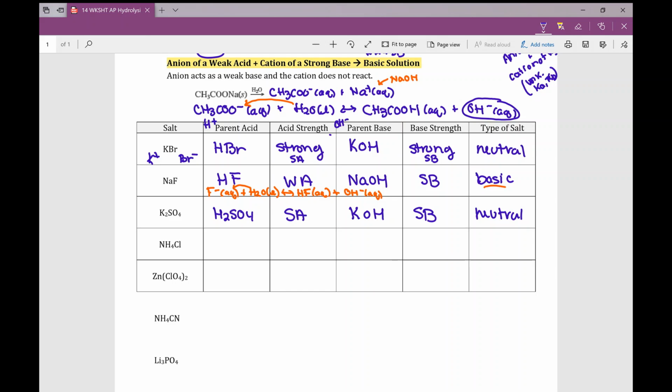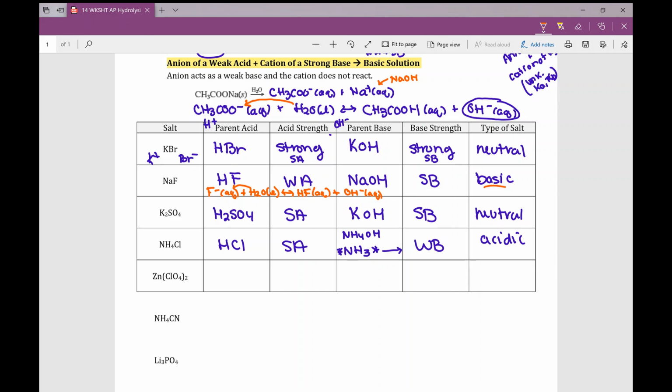Here we have HCl. Now, a lot of students will write ammonium hydroxide, which would result in the same kind of explanation here. But up above, we showed that ammonium's parent base is really going to be NH3. So HCl is a strong acid, and ammonia, NH3, is a weak base. If we have a strong acid, weak base, we would expect an acidic solution.